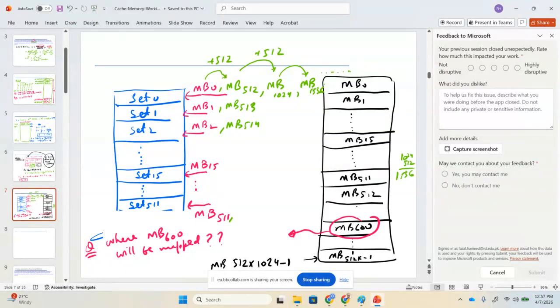Now, which block will be mapped here? The next block that will be mapped to set number 15, the second block, is 512 plus 15. Very good. That's the reason. So if we add 512 with 15, the next block is MB 527. And the next block mapped to set 15 is 527 plus 512, so 1039. Got it or not?